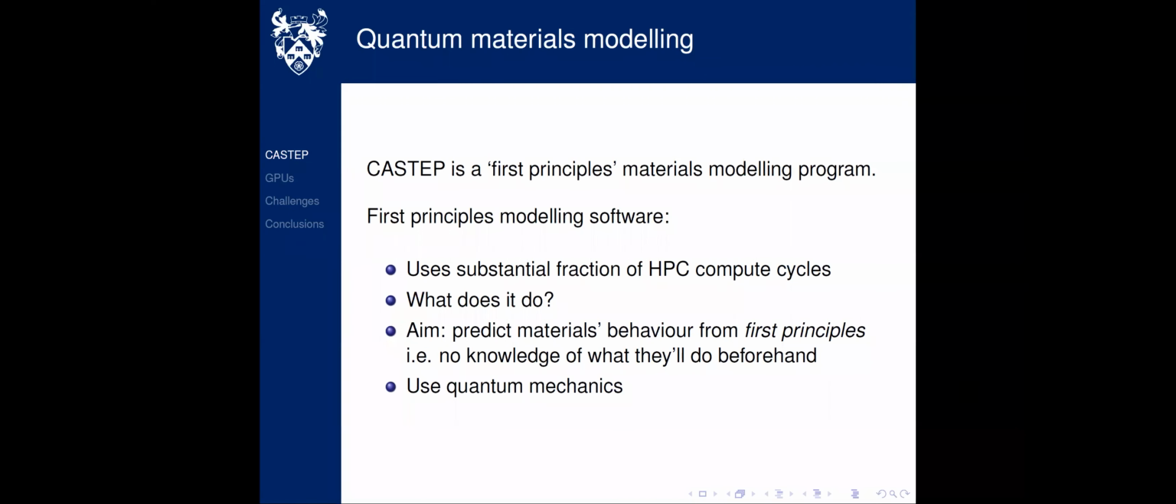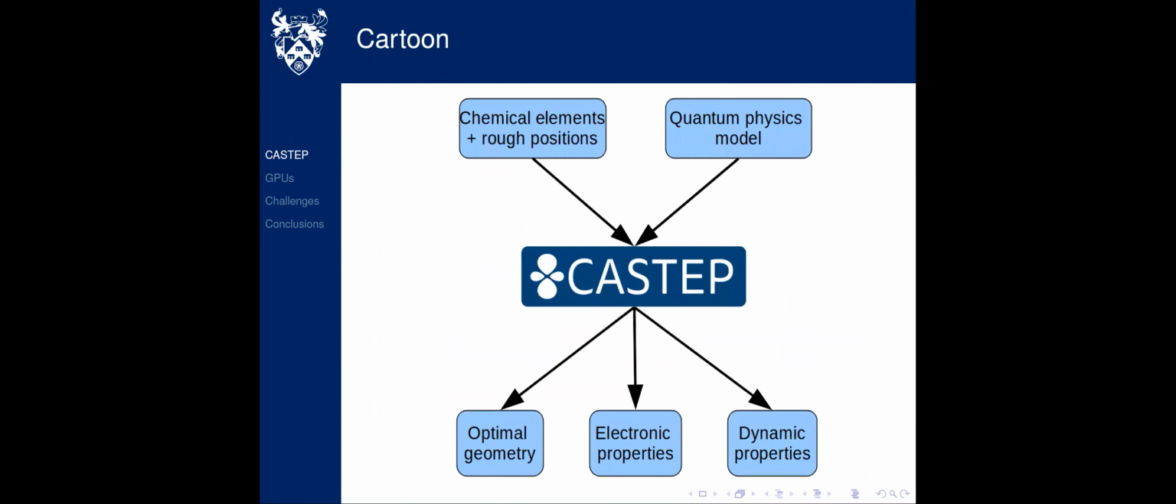Today, I'm going to take a higher level look at what CASTEP does, and this is my cartoon of what it does. The idea is that we take the chemical elements of the atoms involved and roughly where they are arranged in the material. We take a particular quantum physics model. The kind that I'm talking about is called density functional theory, and I feed those to CASTEP, and then CASTEP does all of the work for me.